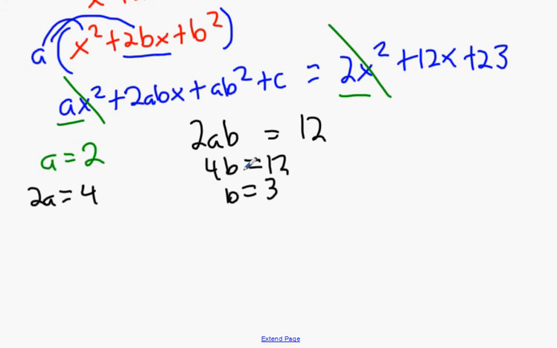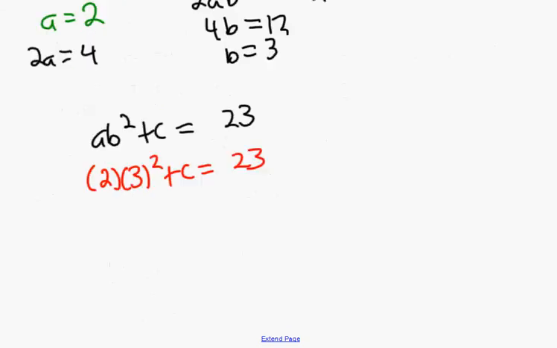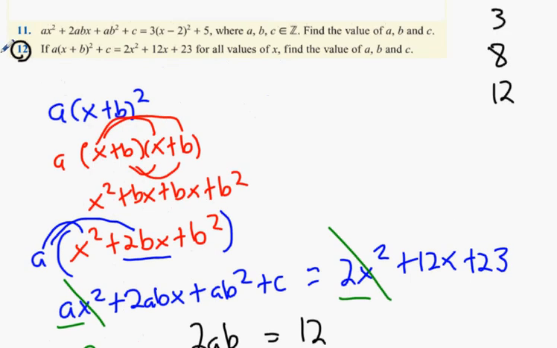Now, what about after that? We have ab squared plus c equals 23. First of all, what's your a value? A value is 2. Your b value? 3. So 2 times 3 squared plus c equals 23. Can anybody tell me what is 2 times 3 squared without using your calculator? 18. Then c value? 5.